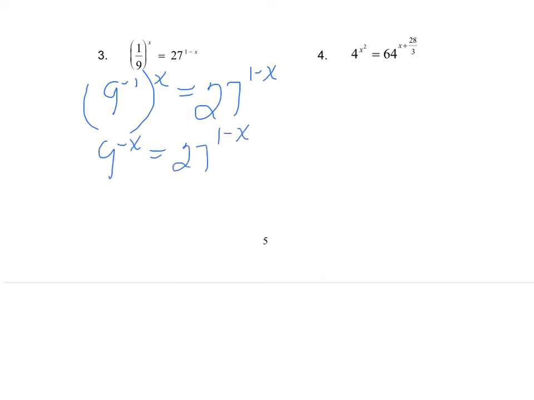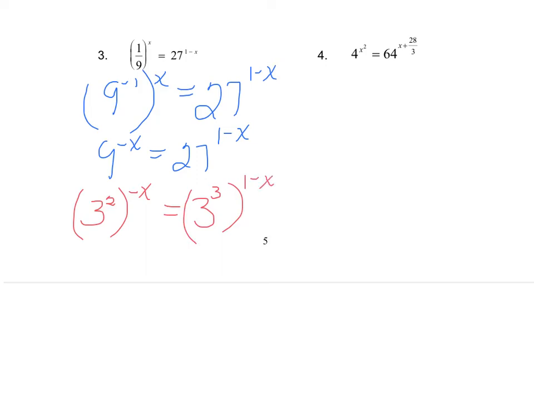All right, I still don't have a common base, so I have to think of a base that I can use for 9 and 27. What number raised to a certain power will give me 9 and will also give me 27? You're correct if you said 3. 3 squared will give me 9, but that 3 squared is going to be raised to the negative x power. And 3 cubed gives me 27, and that's going to be raised to the 1 minus x.